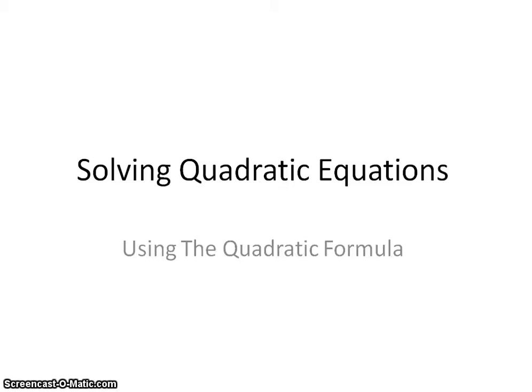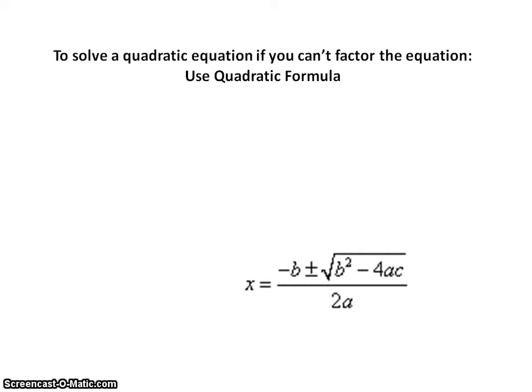Okay, now we're going to look at our final method for solving quadratic equations, and that is using the quadratic formula. Okay, here's the quadratic formula. It says x equals the opposite of b plus or minus the square root of b squared minus 4ac, and that entire expression is divided by 2 times a.